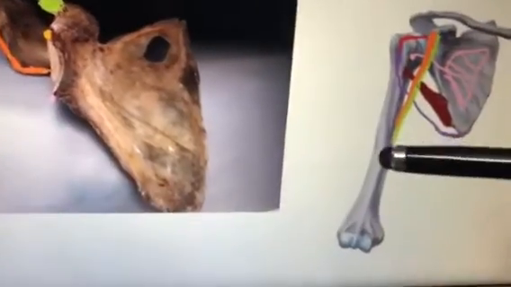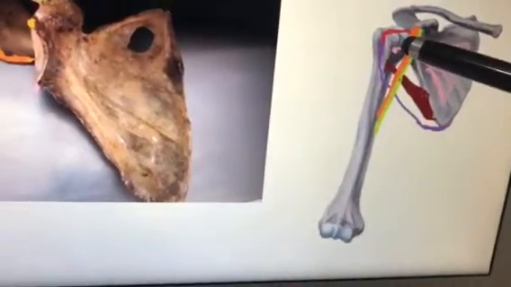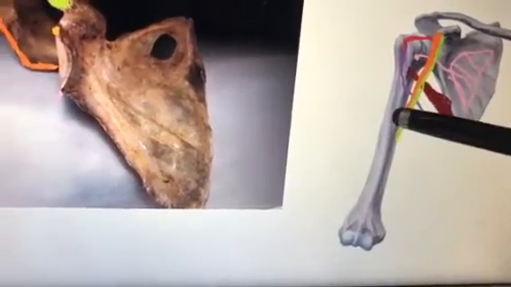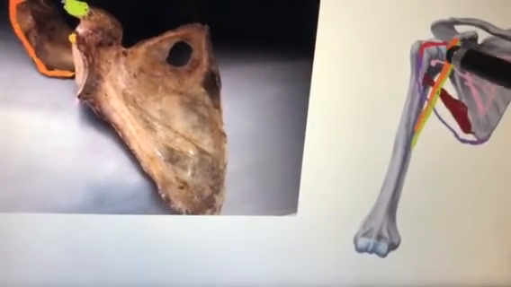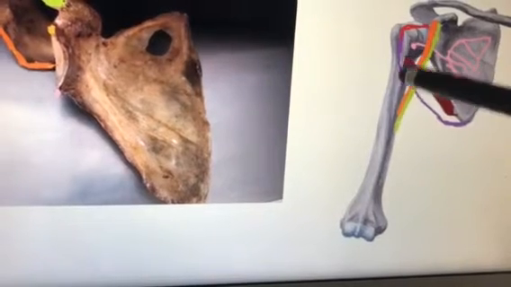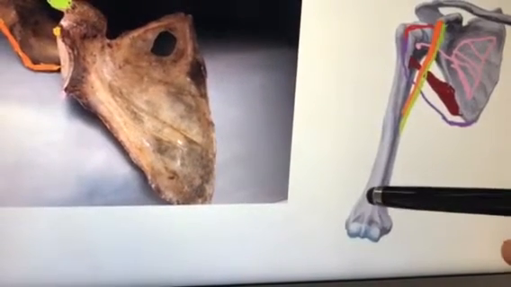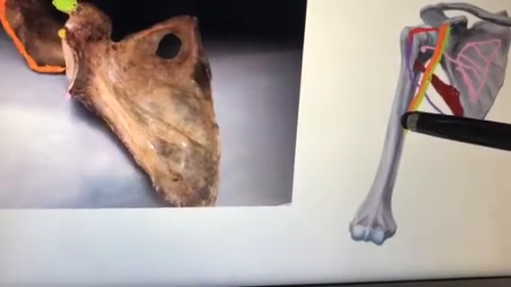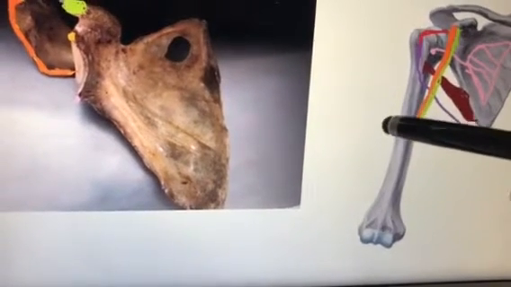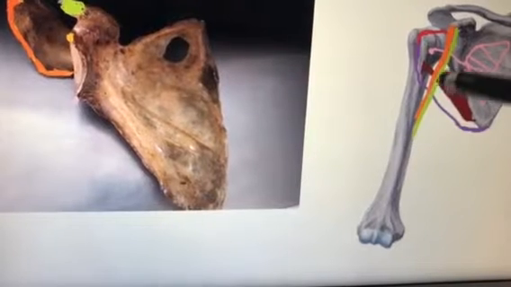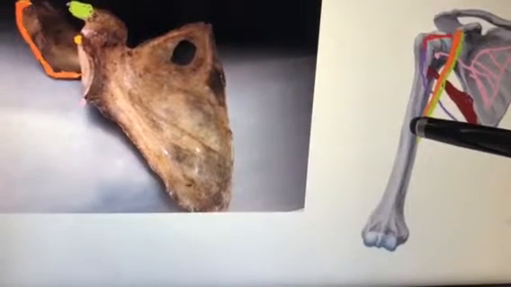Where are they getting inserted? So look at this. This is the humerus. Coracobrachialis goes to the mid of the shaft of the humerus. This is called the shaft of the humerus. It goes to the middle of the shaft, right? On the medial side. This is your lateral side, and this is your medial side. So coracobrachialis is going here.